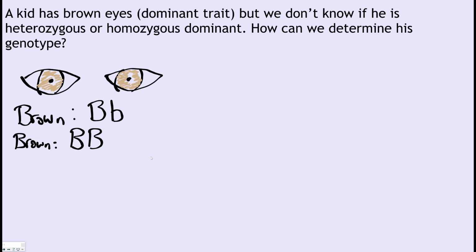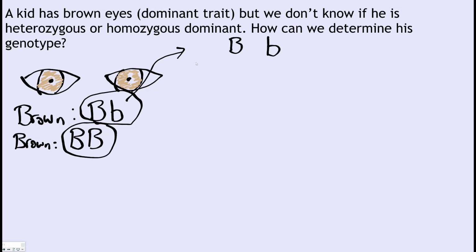Well, the only real way to figure this out is to mate this organism, or this kid, with somebody. So one option is that if you were to take his genotype, or take him right now, and mate with somebody and look at the offspring, then you can basically, based on the offspring, determine what genotype this kid is.